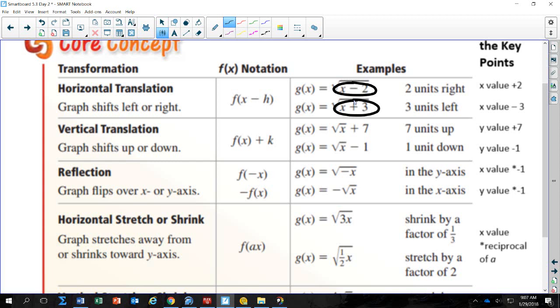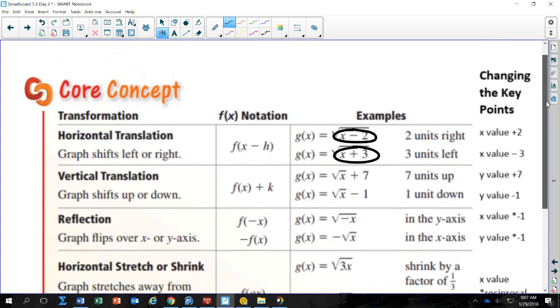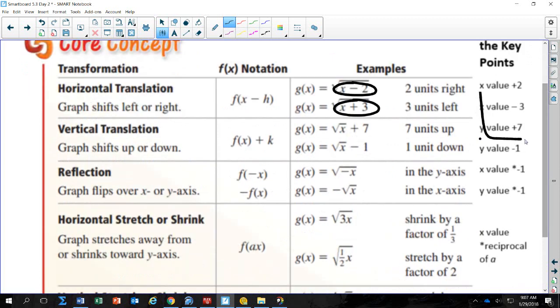I also put in a column over here that describes how you would change the key points and the parent points. So if you have a shift 2 units to the right, in your XY chart, you're going to take whatever that x value is and add 2 onto it. If you have a shift 3 units left when you're doing your XY chart, you're going to take whatever your x value is and subtract 3 from it. Okay, so this is a nice description over here to the right on how you change those parent points.